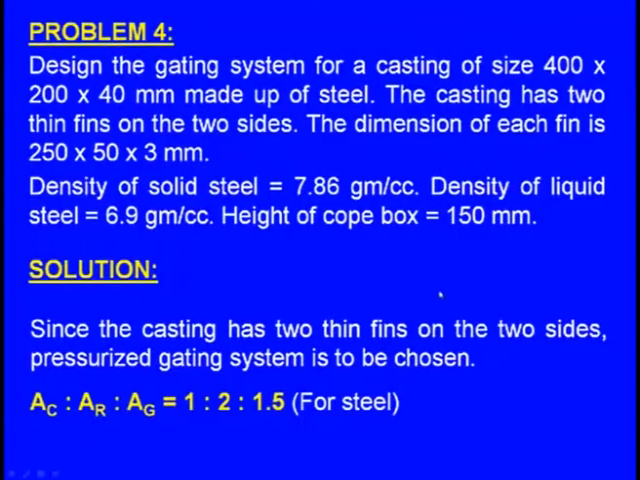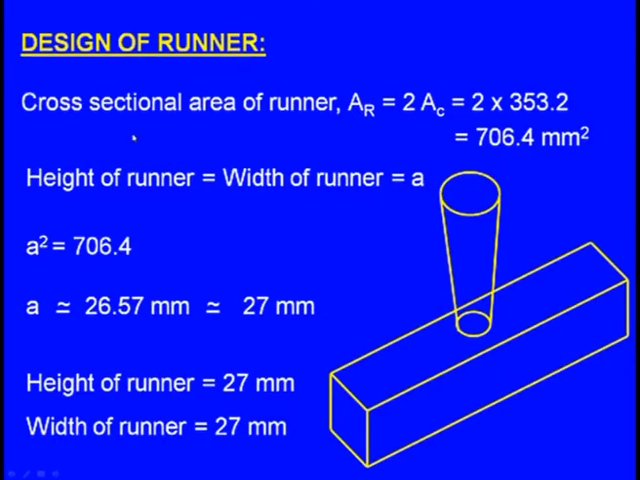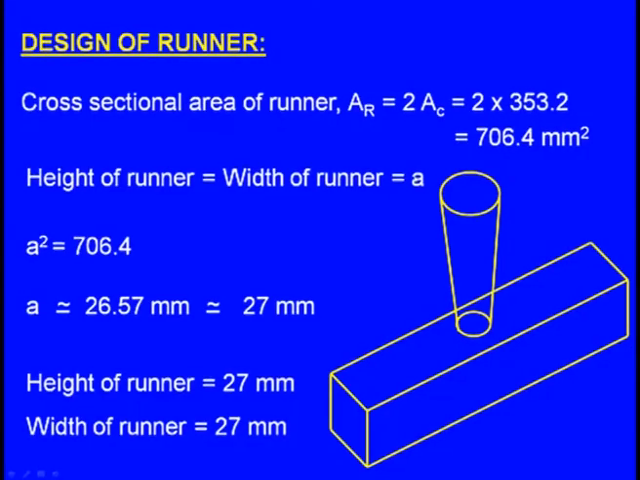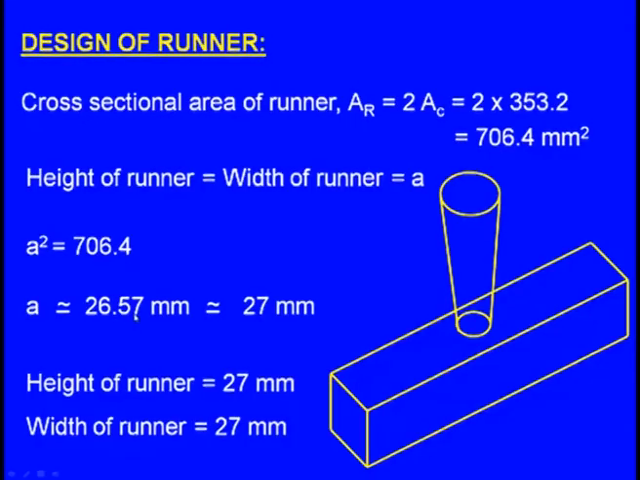Now, we will design the runner. The cross sectional area of runner AR is equal to 2 into AC, that is equal to 2 into 353.2, that is equal to 706.4 square millimeters. Now, for a runner, the cross section is a square. Height of the runner will be equal to width of the runner. Let us assume that is equal to A. Then A square, that is the cross sectional area of the runner, is equal to 706.4, and if we simplify this, A is equal to 26.57, or it is 27 mm.